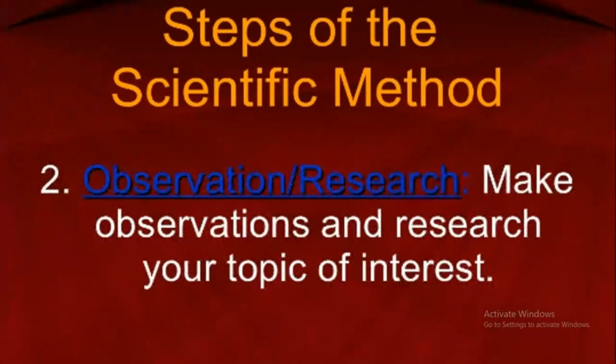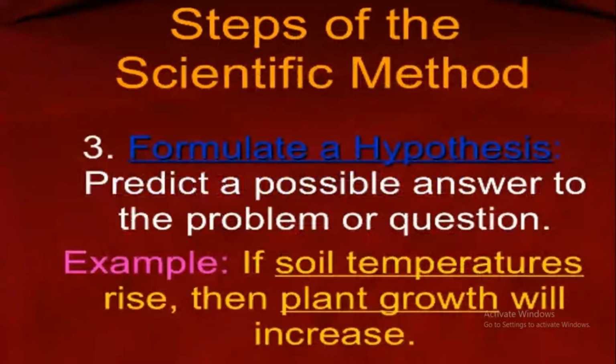Then comes observation research. Make observations and research your topics of interest. If a specific problem is highlighted, then we need to do some observations related to that problem. So, observations from the environment is the second step in the scientific methods. Third one is formulate a hypothesis. So, what is a hypothesis? Hypothesis is basically a tentative guess. It is going to be either accepted or rejected after research, right? So predict a possible answer to the probable problem or question.